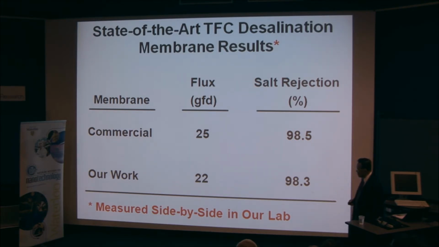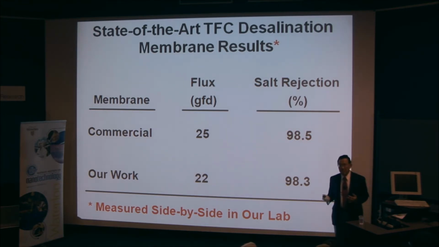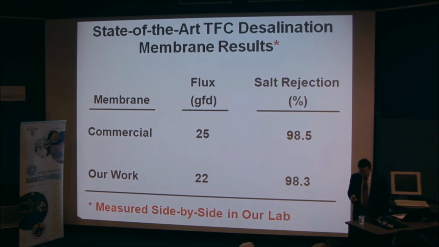Before we embarked on this research, we tried in our laboratory to reproduce John Cadotte's work, which was commercialized. In fact, this is a state-of-the-art membrane today. They can produce about 25 gallons per square foot of membrane area per day, GFD for short, with a salt rejection of 98.5%. This is for brackish water that contains over 2,000 ppm of sodium chloride.